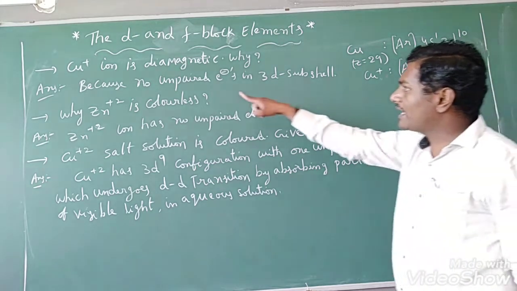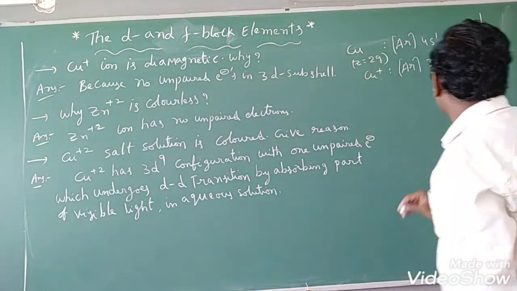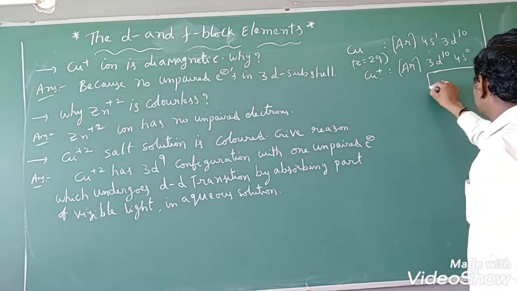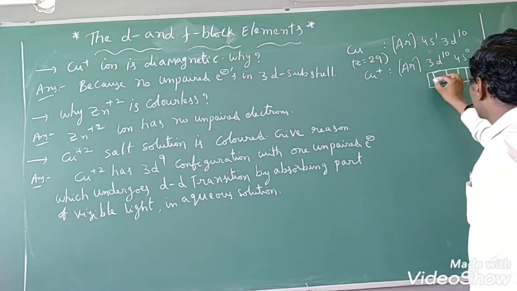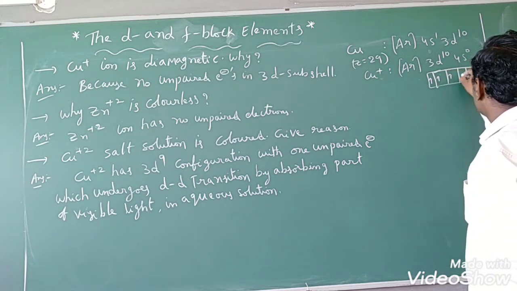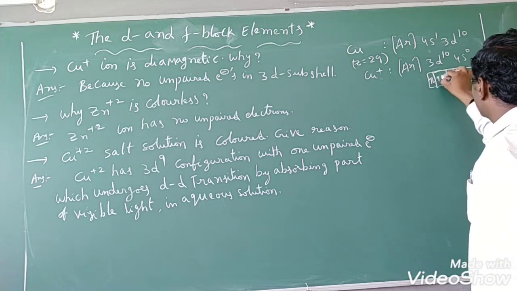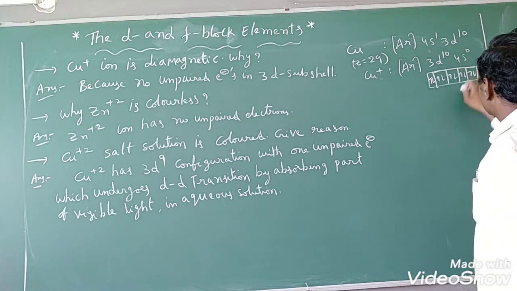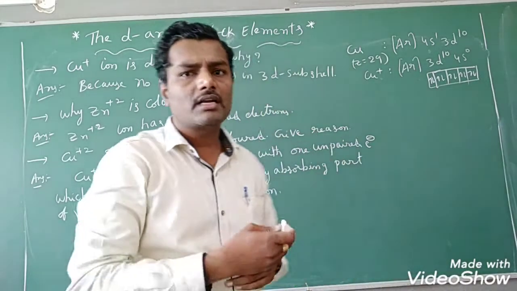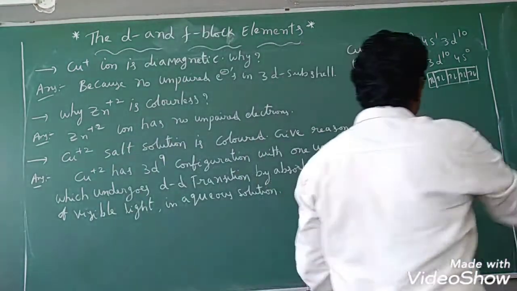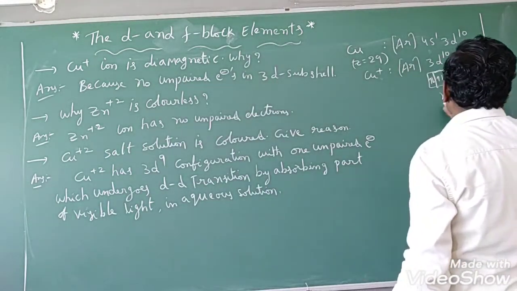So are there any unpaired electrons in the Cu plus ion? No. If you observe, the 3d subshell possesses how many orbitals in total? 5. Each orbital is first filled with 1 electron, then pairing takes place. So 5 twos are 10. All the orbitals are completely filled with 2 electrons. So there is no unpaired electron here. n equals what? 0.